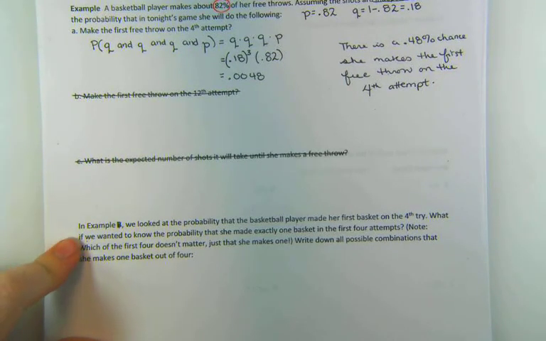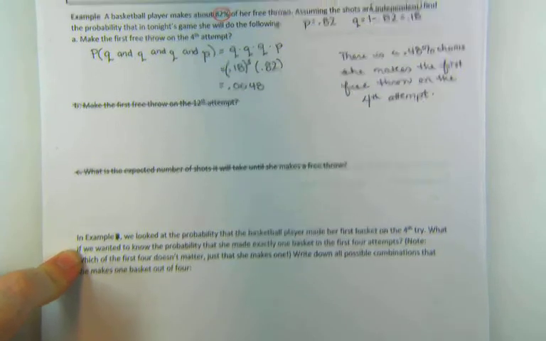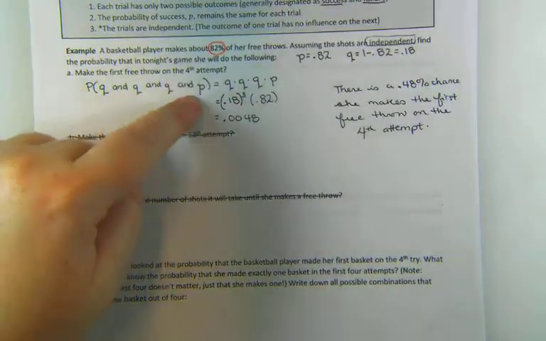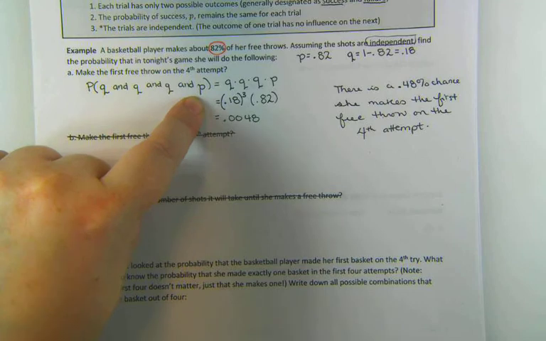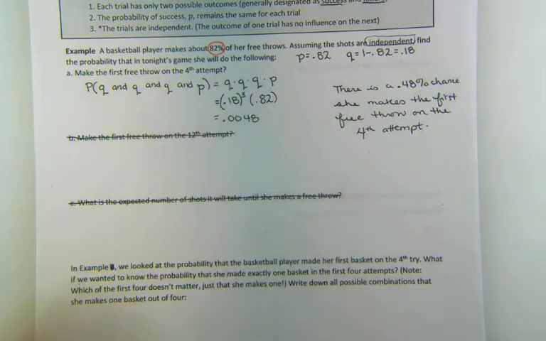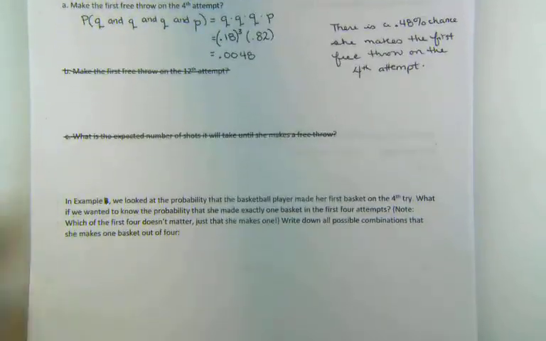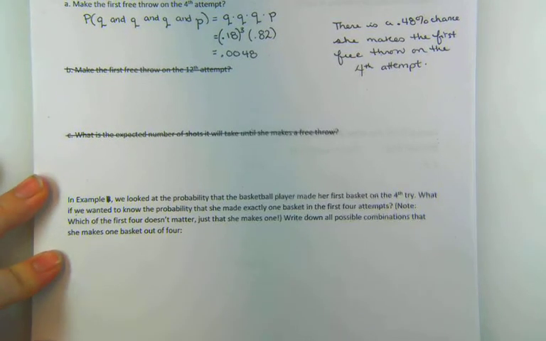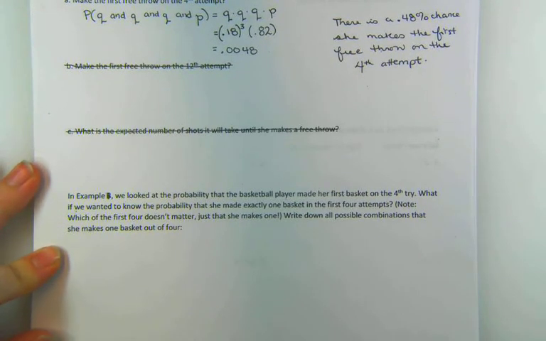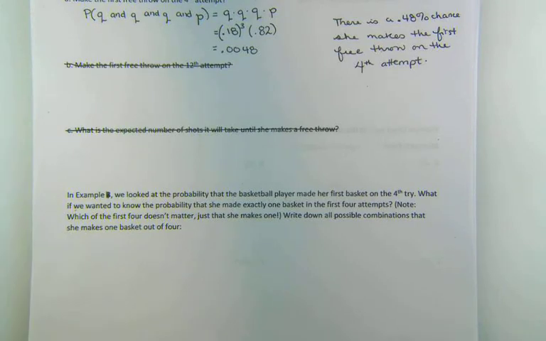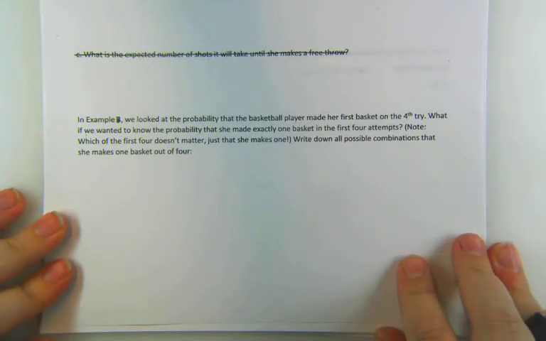So down here, in our example, we looked at the probability that she makes it on the 4th try. What if we wanted to know the probability that she made exactly 1 basket in the first 4 attempts? Note that the order doesn't matter here. She shoots the ball 4 times and we want to know the probability that she makes 1 of them in. The difference with this one is that it had to happen on the 4th attempt. Now we don't care when it happens, just as long as she makes 1 out of 4.